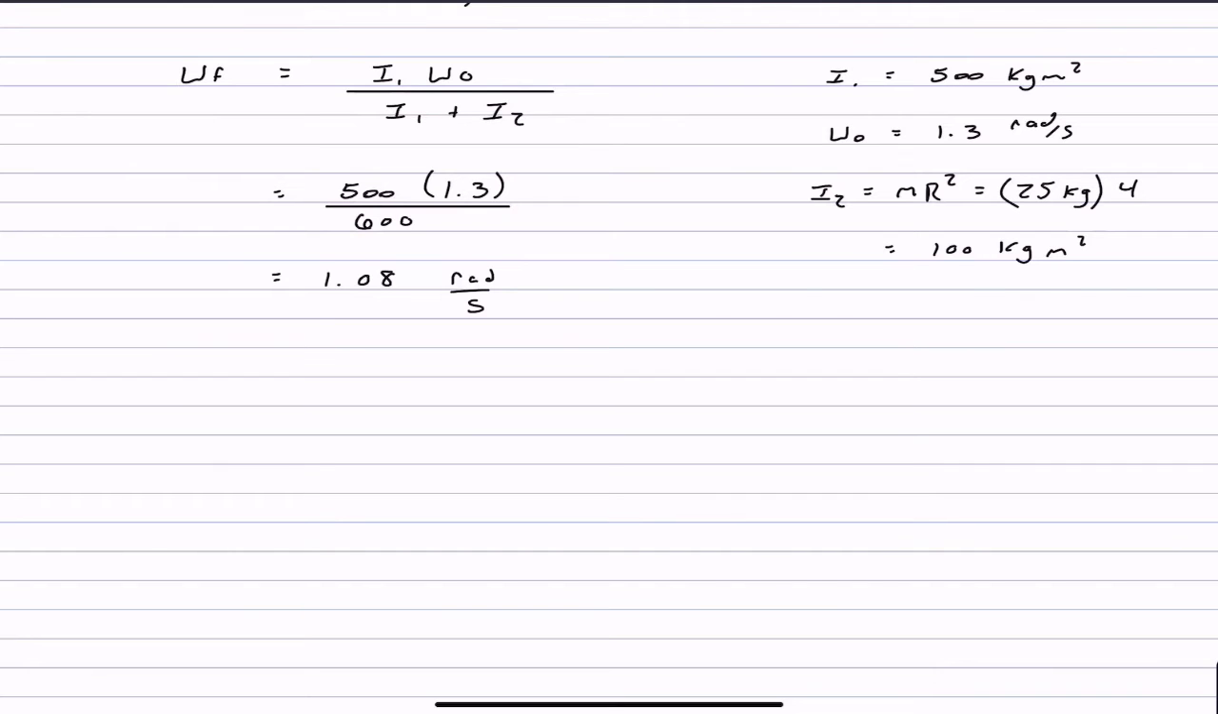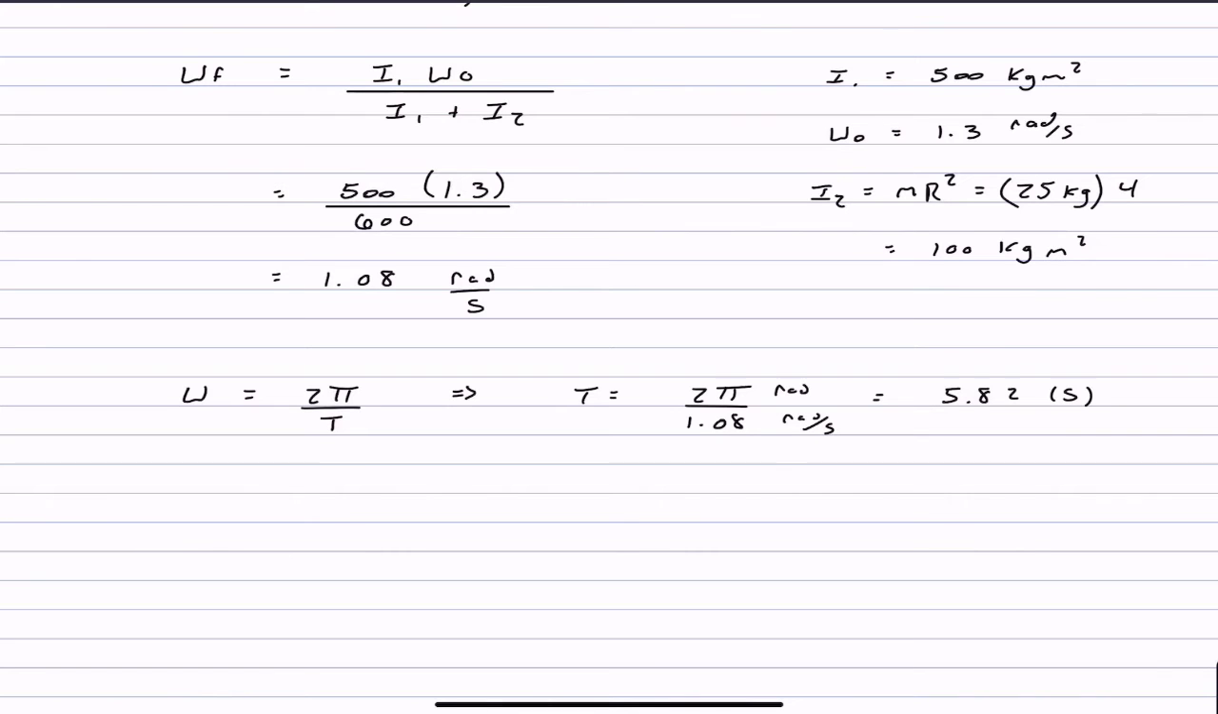So now let's relate this. Remember that omega is equal to 2 pi, which is 1 full revolution, over period. We want to know what the period is. So T is equal to 2 pi over 1.08 radians per second. This is radians, so that's going to give us a unit of seconds. And that's going to equal 5.82 seconds for 1 full revolution.